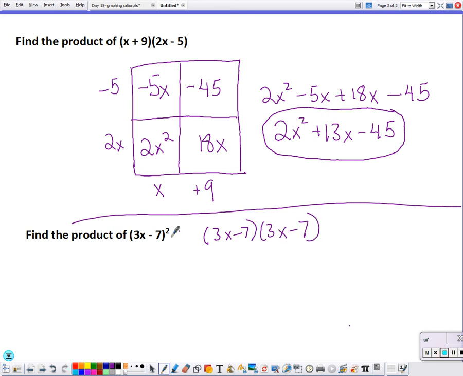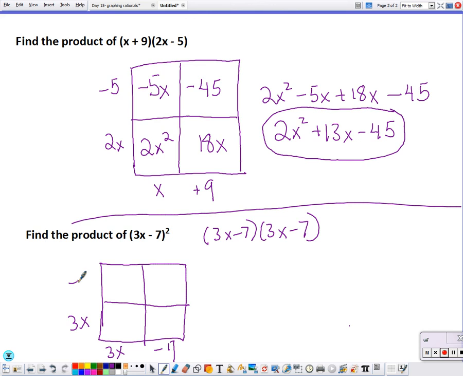We don't want to just square each thing because then we would miss these two squares. Why don't you pause the video and try this problem on your own, and then you can check it. Okay, so now that you've done the problem, we're going to have 3x. Hopefully you put 3x minus 7, and another 3x minus 7.